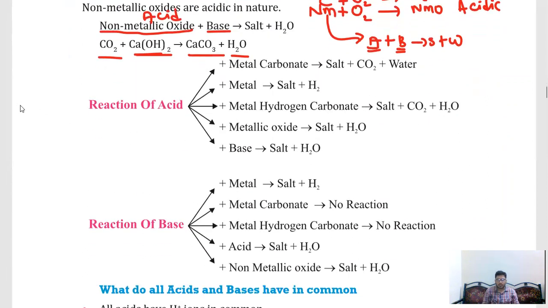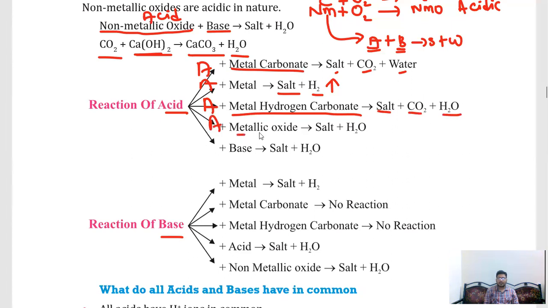Now, this is the flow chart where you can find the reactions of acids and the reactions of bases. Acid plus metal carbonate gives rise to salt plus CO2 plus water. We have learned HCl plus Na2CO3. Next, acid plus metal gives rise to salt plus hydrogen gas. Acid plus metal hydrogen carbonate, of course, gives salt plus CO2 plus H2O. Acid plus metal oxides. Why metal oxide? Because that is basic in nature. Acid plus metal oxide gives rise to salt plus H2O, and at last we have acid plus base gives rise to salt plus H2O, that is the neutralization reaction.